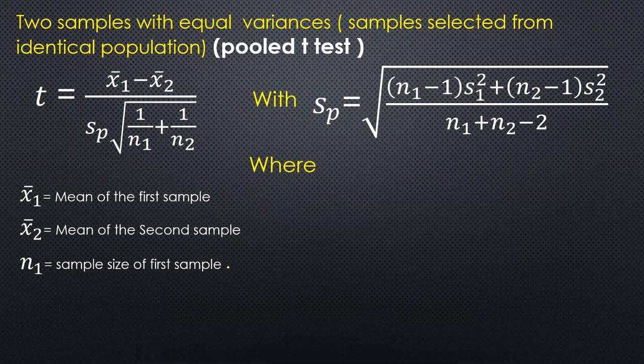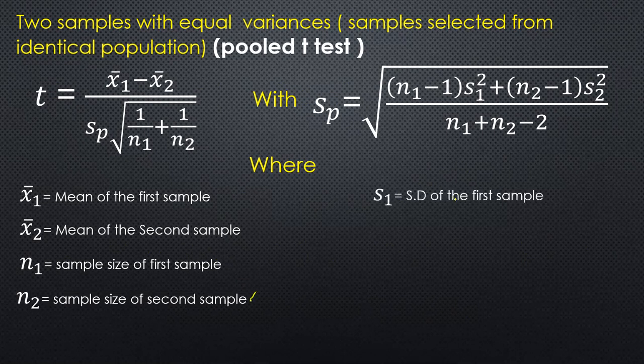What will be n2? N2 is the sample size of the second sample. Now what is s1? The standard deviation of the first sample. S2 is the standard deviation of the second. If you calculate these things, I can do the Welch test here. It is easy for doing the unpooled test.